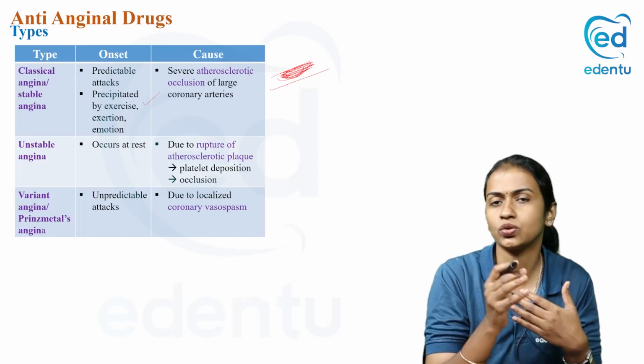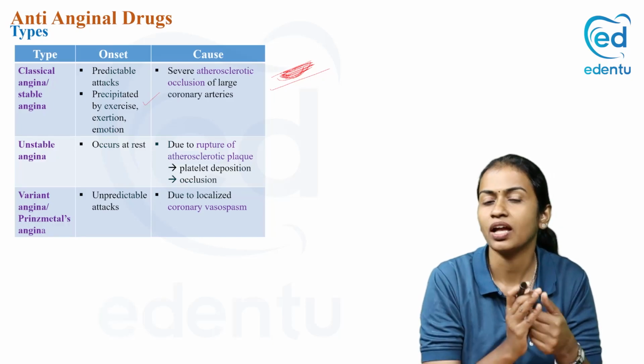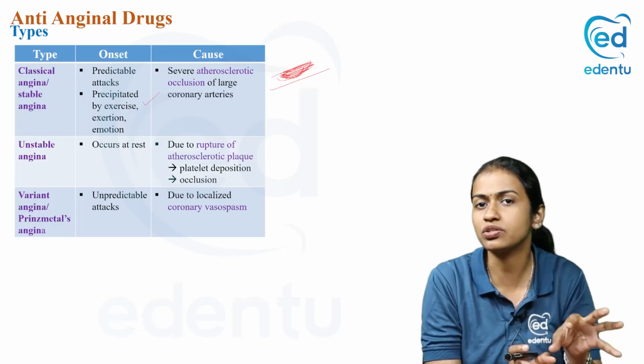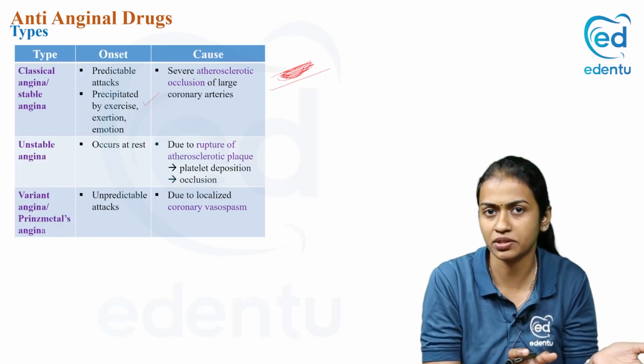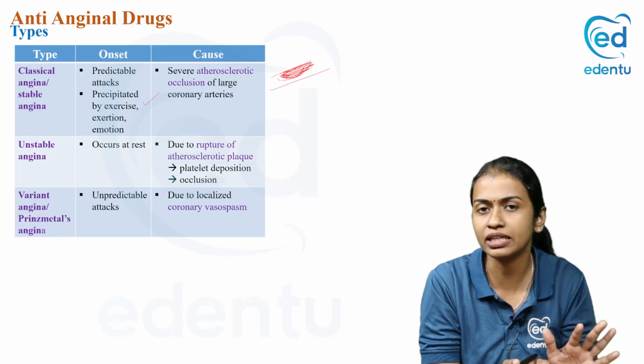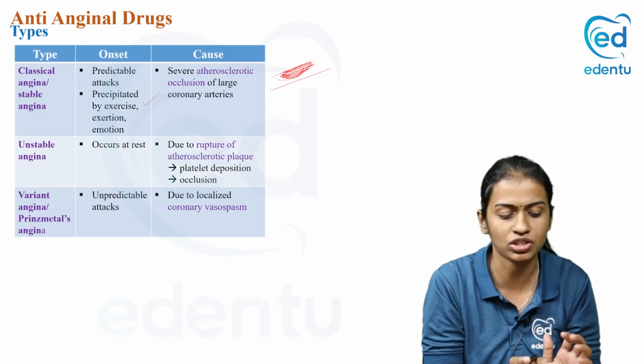There is atherosclerotic occlusion of large coronary arteries. Why I'm saying this in a little bit of detail is so that you get an idea about which drugs we can use for which type of angina. From a pharmacology point of view, this won't be asked as a question, but you need to have an idea about what is meant by these types of angina.